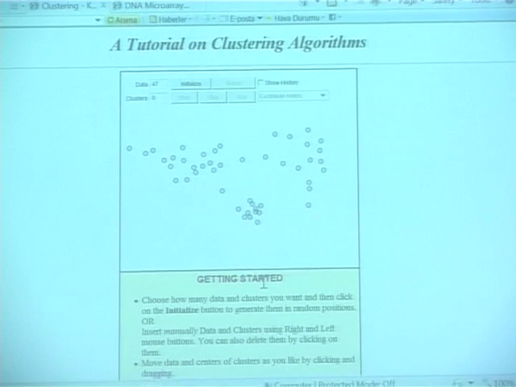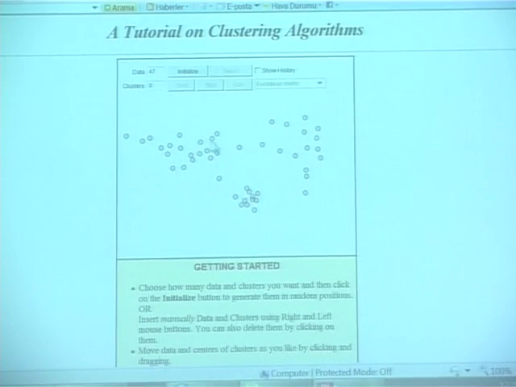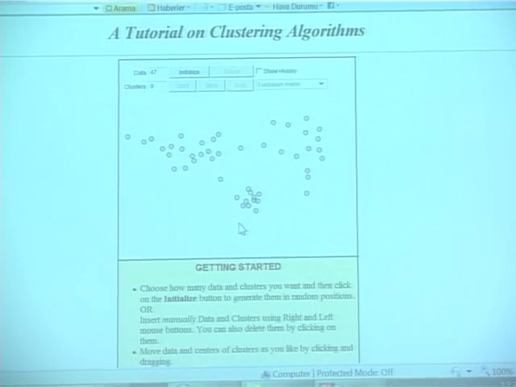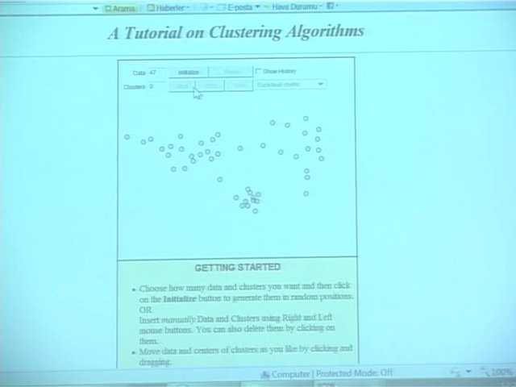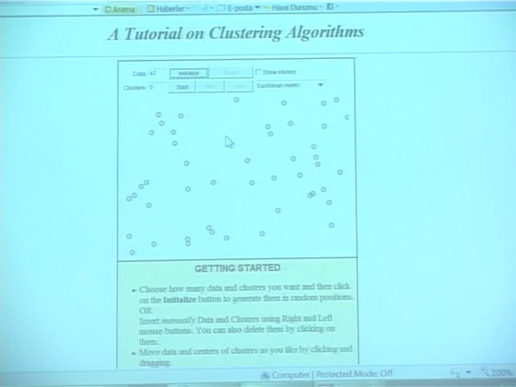I generated this data for the purpose of showing that naturally there's this cluster, and this cluster. And let's see whether k-means is going to be able to find this. I have 47 points. Now, when we say initialize, these 47 points are assigned randomly. So I need to actually start.